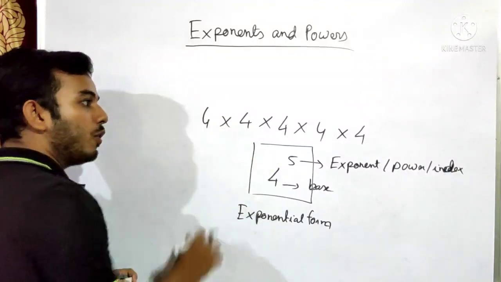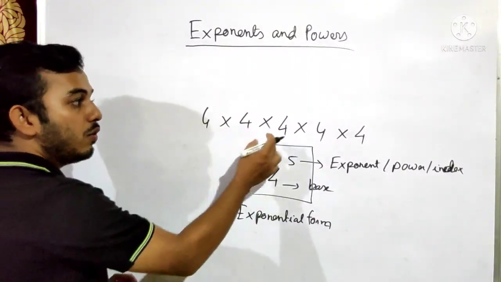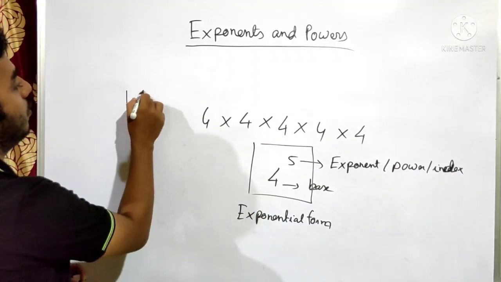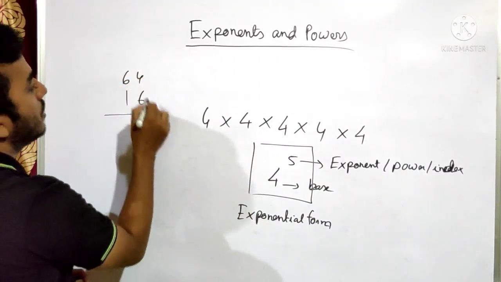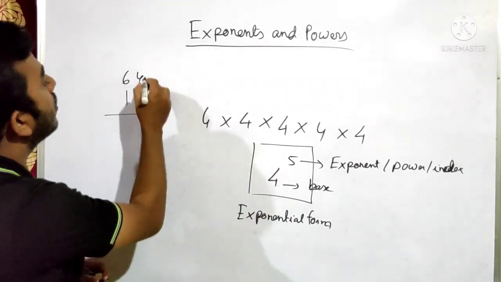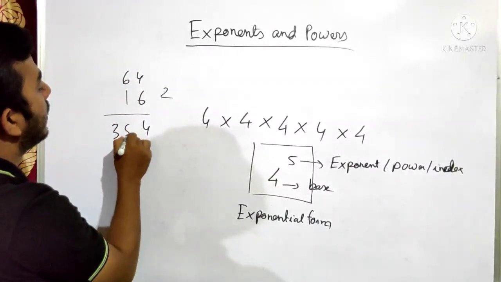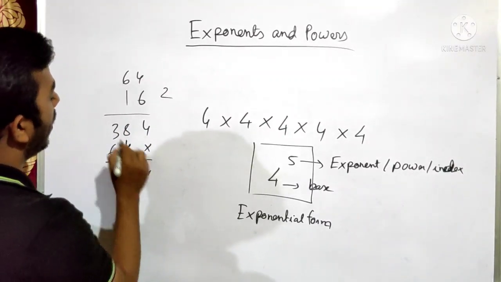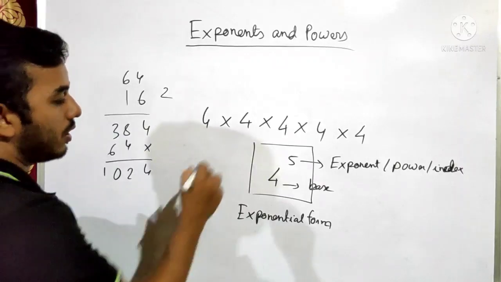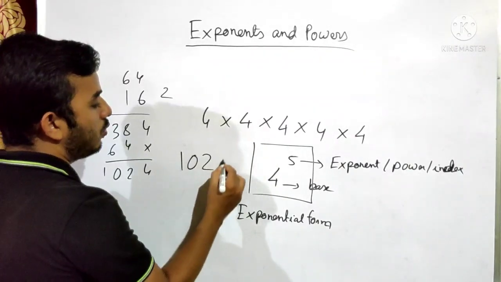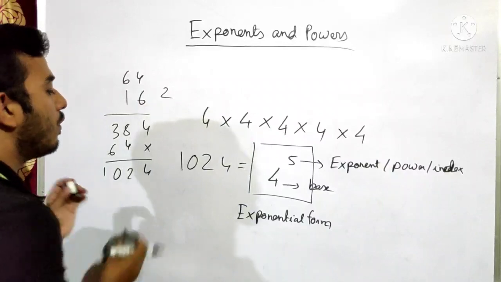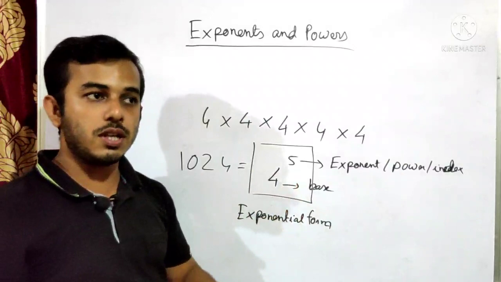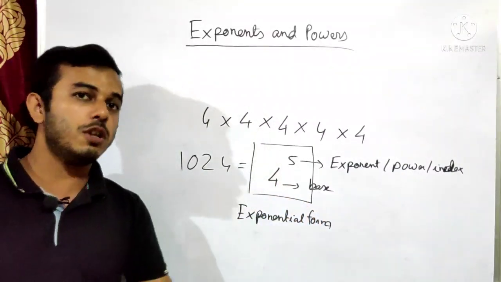Now this 4 into 4 is how much? 4 into 4 is 16. 16 into 4 is how much? 64. 64 into 16 is how much? Look, 64 into 16. 6 4s are 24, 2 6 are 12, 14, 16, 1024. This 1024 can be written in this form, that is 4 to the power 5. This is a special form of 1024, isn't it? This form is known as exponential form.